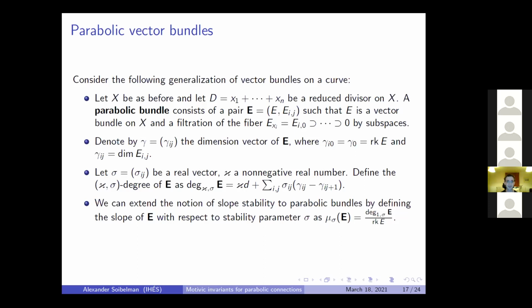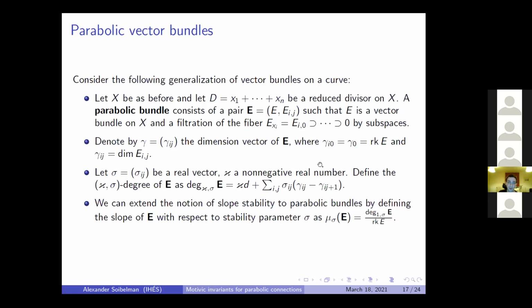preserve this parabolic structure. So given that there is some definition of slope dependent on a parameter sigma, I can try to again introduce slope stability in sort of the same way. I'm looking at sub-objects that satisfy certain inequalities to get my notion of stability or semi-stability, so just these inequalities on slope.